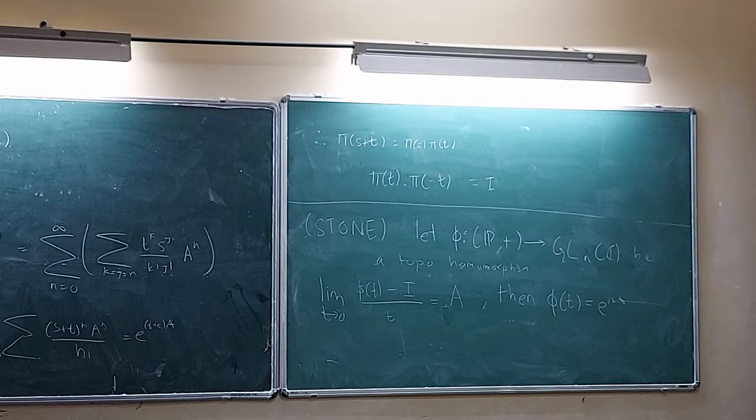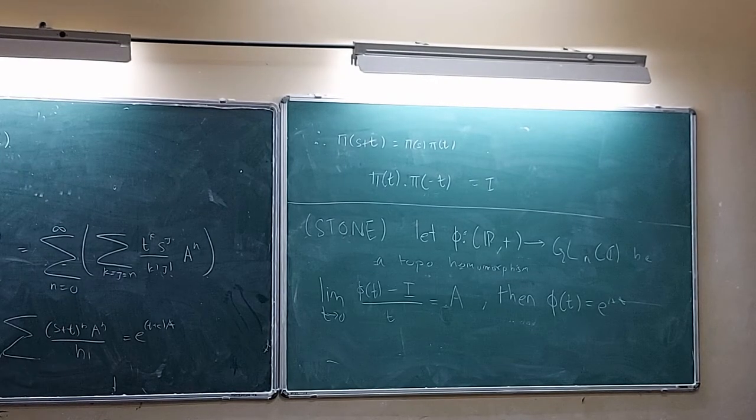Wait, this limit, I think it should exist. This limit always exists. That follows from... To make it trivial, take phi of t equal to I for all t. Then it will be zero, and the limit exists. You just get the zero matrix.